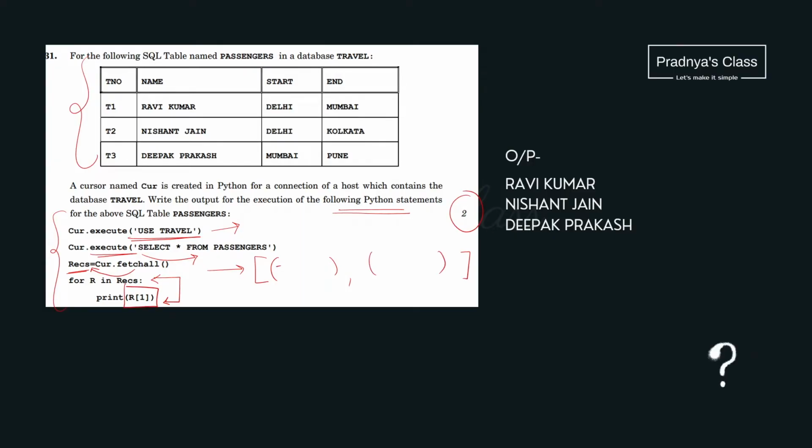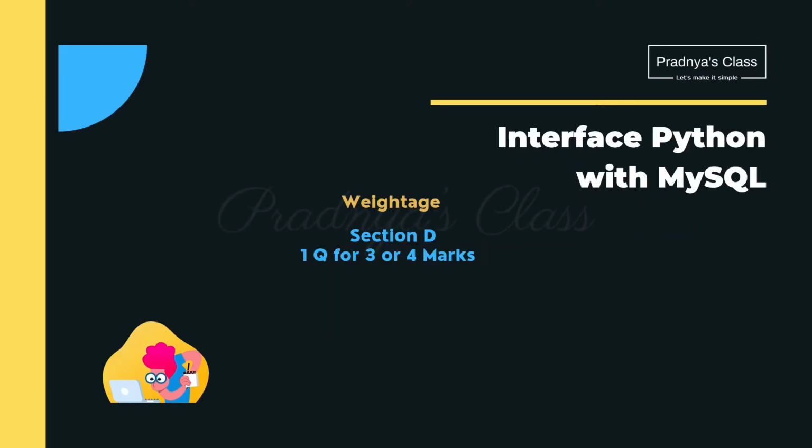In the tuple, the first element will be TNO and the second element will be name. Here is R in which we are getting the complete tuple. At the index 1 we have name that we are printing. So all the names from the tuple will get printed. This is the first name, second name and the third name. So here is the required output of this question. Now let's proceed to the 4 marks questions.